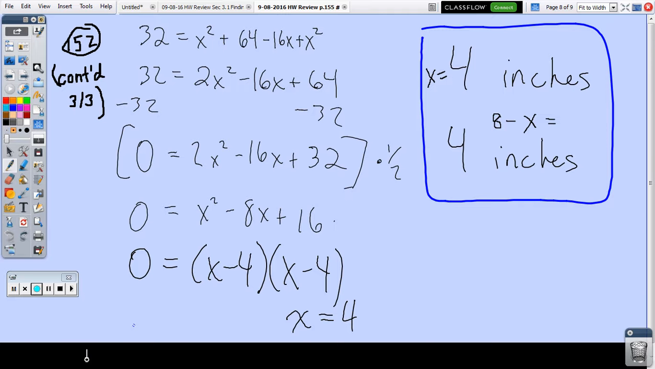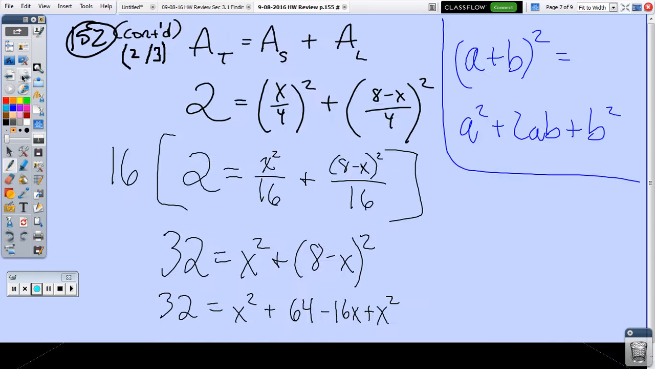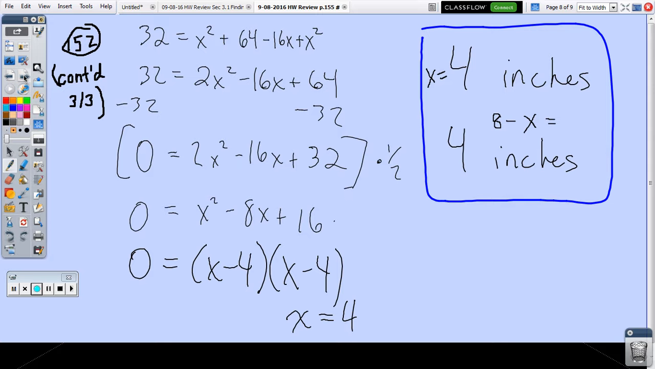Now, if there were 2 different solutions, I would need to test both of those, going back into what is the question asking. So with these word problems, you have to keep that in mind. Don't forget, what is the question asking? They wanted to know, find the length of each piece, not just one piece, right? So x equals 4, that was the small piece, and the larger piece was 8 minus x. So 8 minus x also happens to be 4.